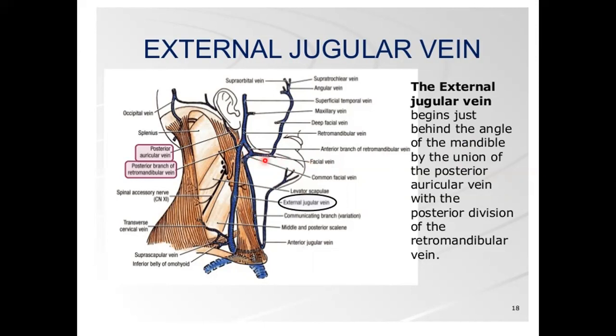By the union of the posterior auricular vein, which would be here, posterior auricular behind the ear, with the posterior division of the retromandibular vein. So here's your retromandibular vein, and then here's the posterior division. So the posterior auricular vein and the posterior branch of the retromandibular vein come together to make your external jugular vein.